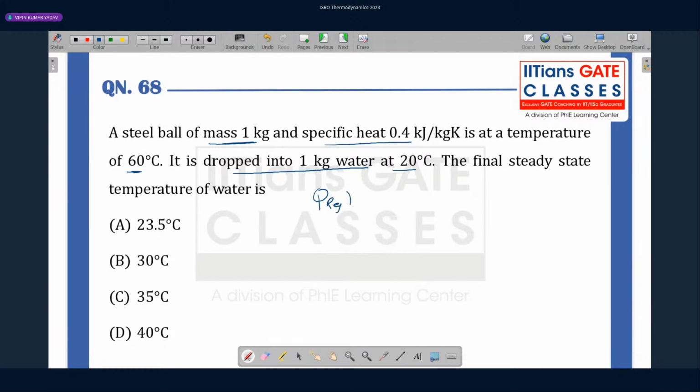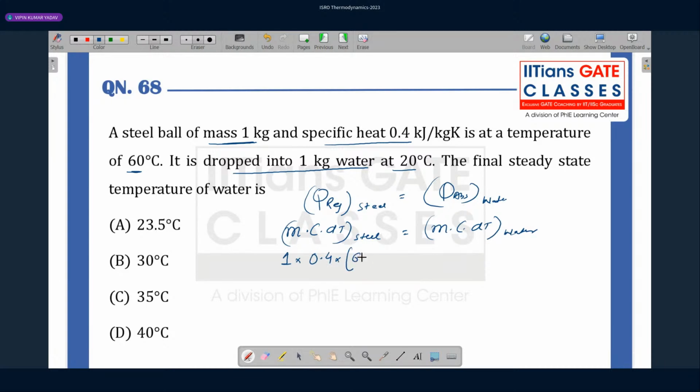Q rejected by steel ball will be equal to Q absorbed by water. So M C dT of steel is equal to M C dT of water. Now what is the mass? Mass of steel is 1 kg, C is 0.4 and initial temperature is 60. I do not know the final temperature. Now this mass is again 1 kg.